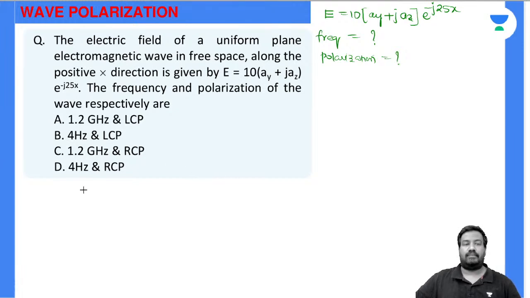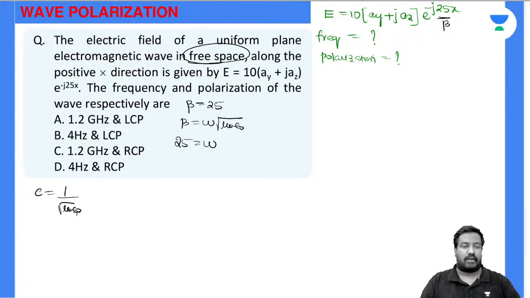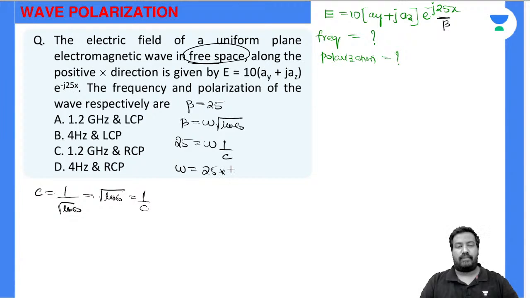How to find? This is of the form e power minus j beta x. From the given question, beta is 25. Given it is propagating in free space, beta formula is omega into square root of mu naught epsilon naught. 25 is equal to omega into square root of mu naught epsilon naught. We know C is 1 by square root of mu naught epsilon naught, which implies square root of mu naught epsilon naught is 1 by C. Omega is 25 into C.